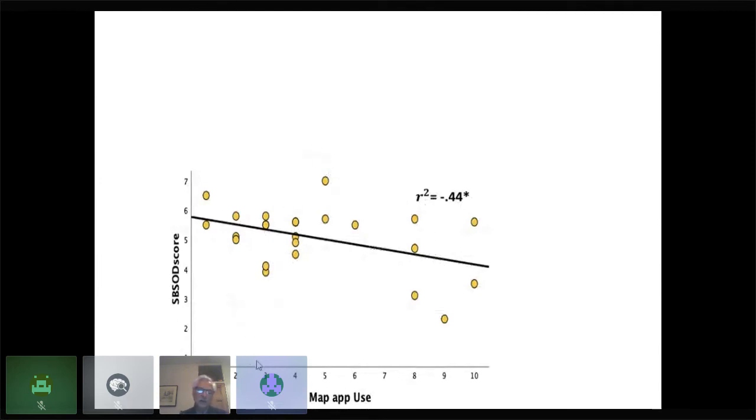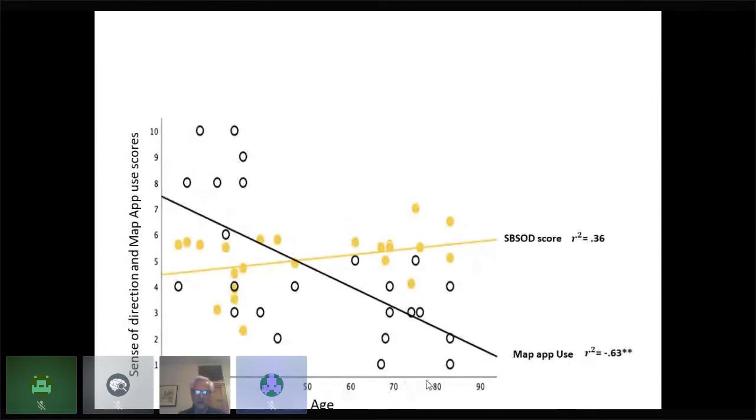But when we bring into this equation the subjective parameters, for instance, the map app use and the Santa Barbara sense of direction score, we find this perhaps expected relationship that the more people use the map apps in their phones, the worse their sense of orientation. This is a chicken and egg, like any correlation, but we thought we would throw in a third variable, the age of the subjects, plotted here on the x-axis. We can see, as expected again, that the use of navigational maps on phones is much less in the elderly. But at the same time, they seem to have a better sense of direction. This is not quite significant, but it explains a significant portion of the variance.